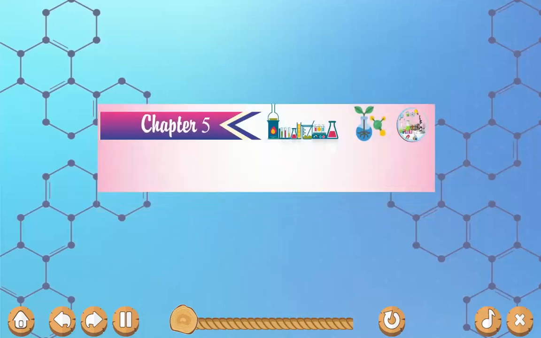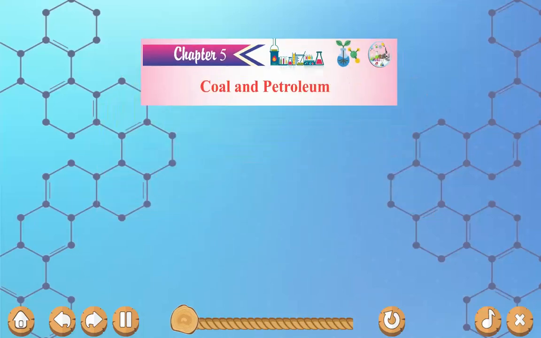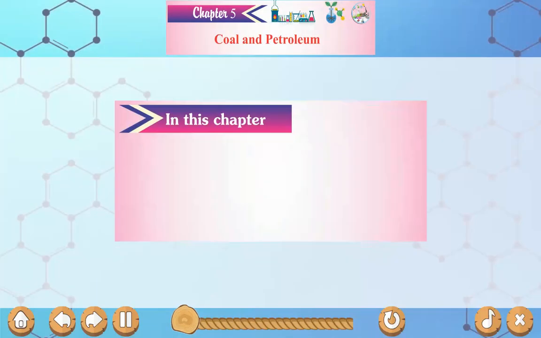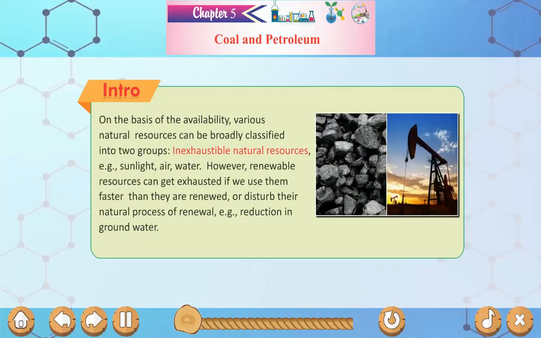Chapter 5, Coal and Petroleum. In this chapter: fossil fuels, coal, petroleum, natural gas, energy requirement. Intro. On the basis of the availability, various natural resources can be broadly classified into two groups.